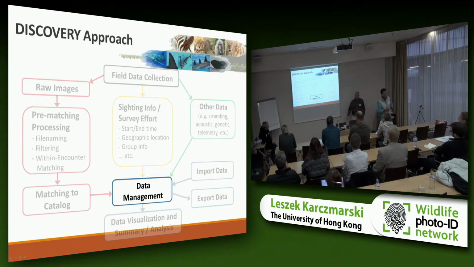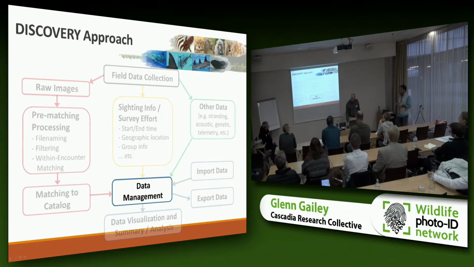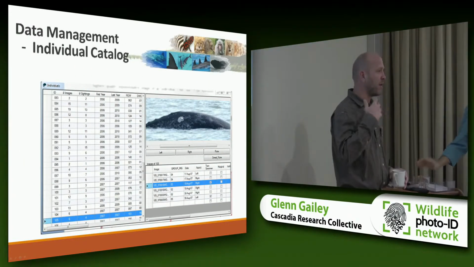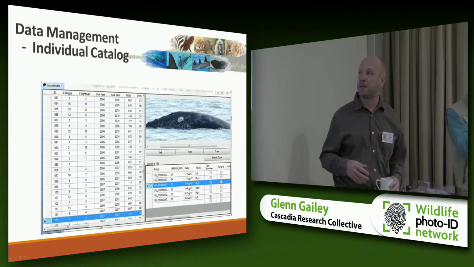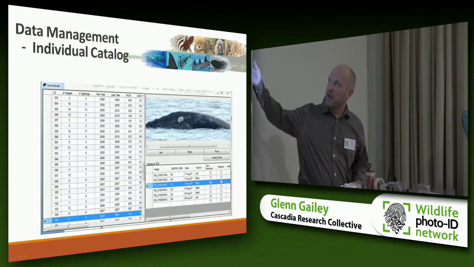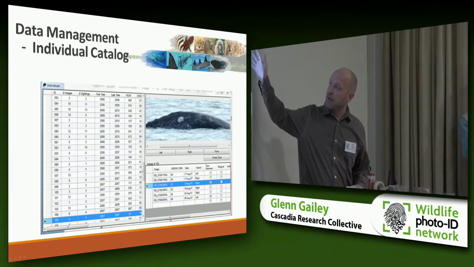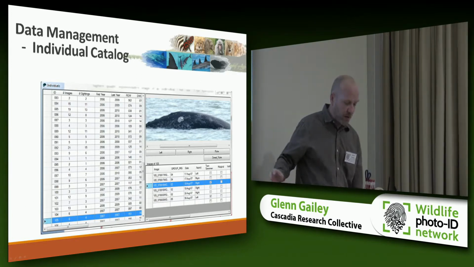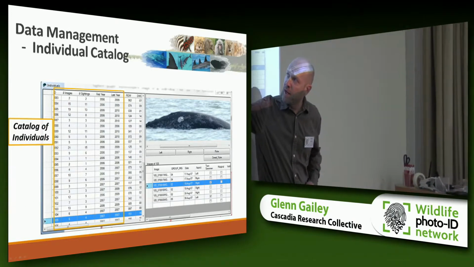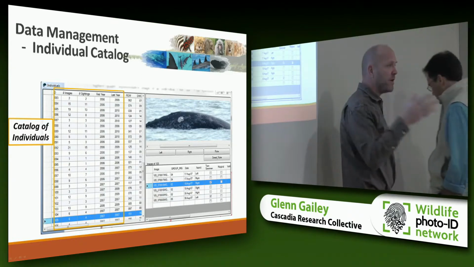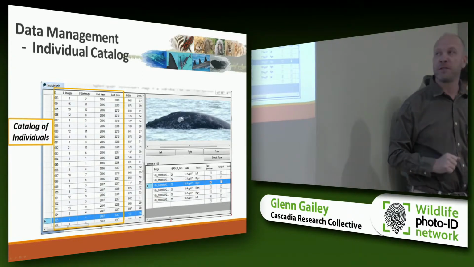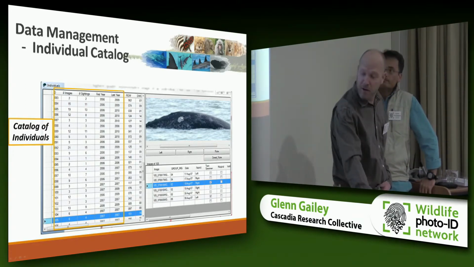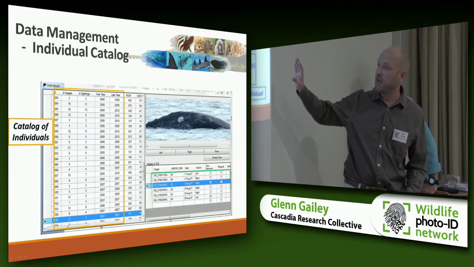So once you have all your data into a central database, you have a lot of procedures to go through, and you constantly are checking your database, re-verifying your IDs, and also looking at the individual information. So you can see this is the catalog of your individuals, which gives you summary data of how many images, how many sightings, when did you first see that individual, when is the last time you've seen that individual.